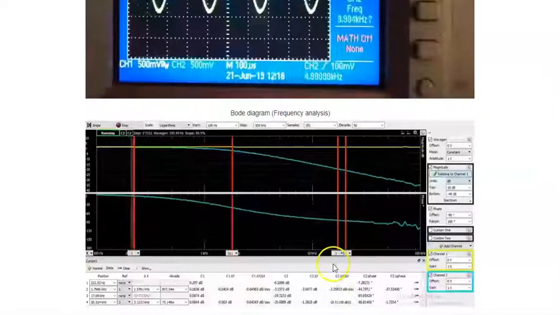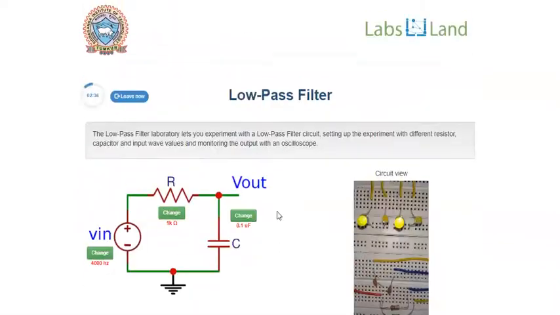Cursor 3 and its delta cursor are placed in the transition band. The difference in magnitude with frequency ratio shows the roll-off of the filter. With resistance of 1 kΩ and capacitance of 0.1 microfarad.